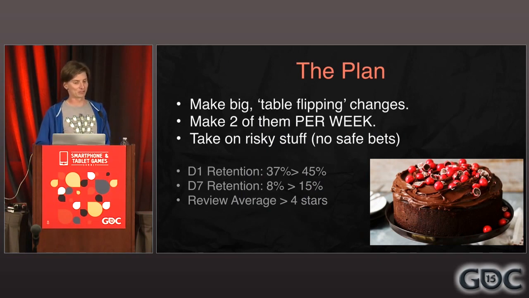So that was the plan. Make big table flipping changes, make 2 of them per week as well. And this is with a team of 6 people. We wanted to make 2 per week and really get stuck into this thing and not screw around. And we wanted to take on risky stuff. We didn't want any safe bets anymore.